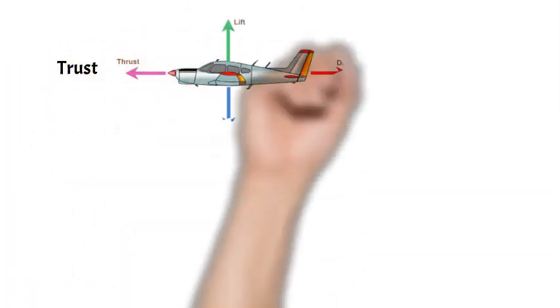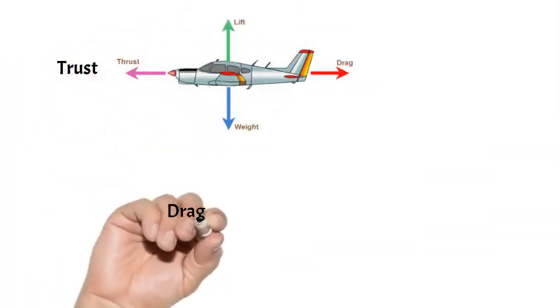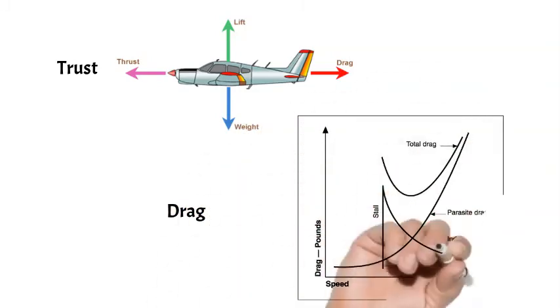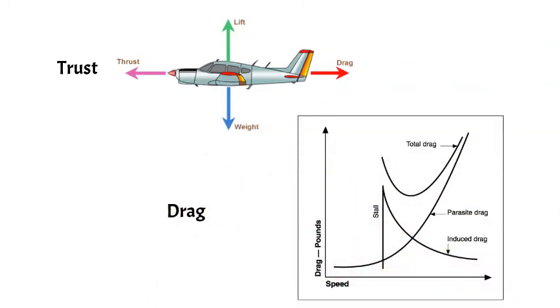Thrust is the forward force which is produced by the propeller acting as an airfoil to displace a large mass of air to the rear. Drag is a rearward acting force which resists the forward movement of an airplane through the air. Drag may be classified into two main types: parasite drag and induced drag.